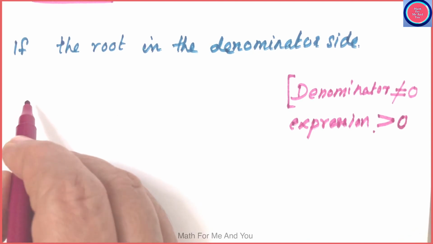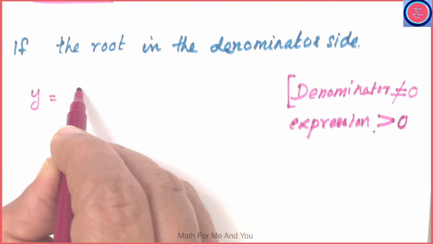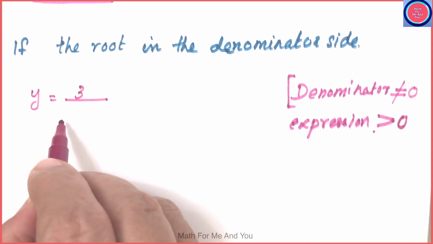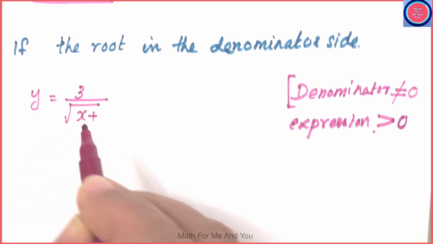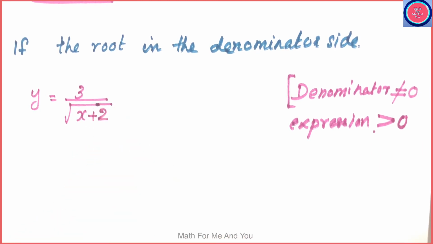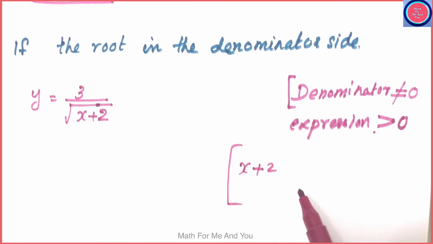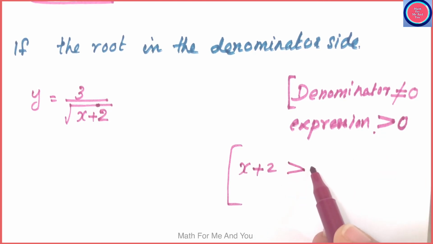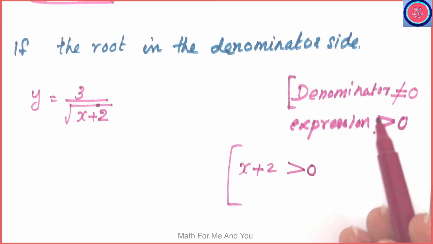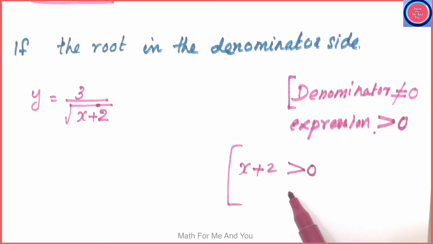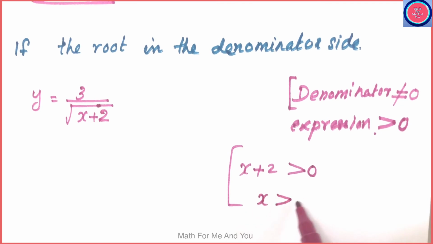See, if we get a root expression in the denominator, that time we write the expression just greater than 0, because the denominator cannot be equal to 0. Look at this function, y equals 3 over root of x plus 2. Here you can see the denominator cannot be 0, not equal to 0, and the root is in the denominator. So we write what is under the root, x plus 2, greater than 0. If we have a root, we usually write greater than or equal to, but here we cannot because it is in the denominator side. Then what is x? X greater than minus 2.